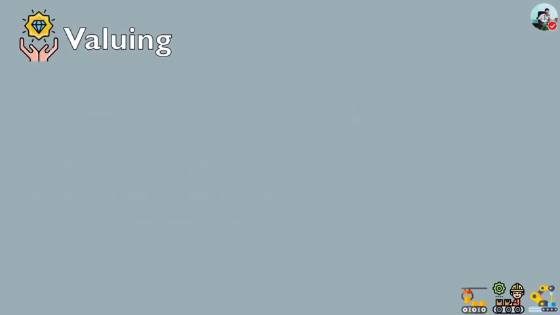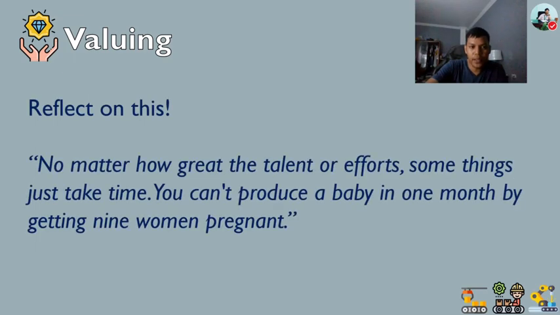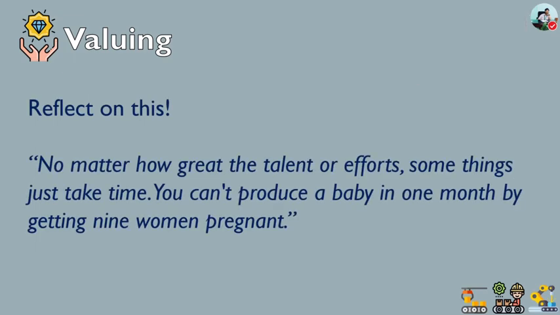So I hope that you have learned something on this very important topic about the manufacturing industry. Let's proceed to the valuing part and reflect on this quote: No matter how great the talent or efforts, some things just take time. You can't produce a baby in 1 month by getting 9 women pregnant. It is from Warren Buffett.